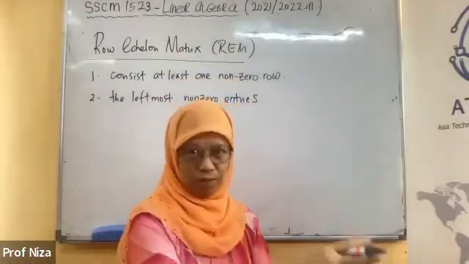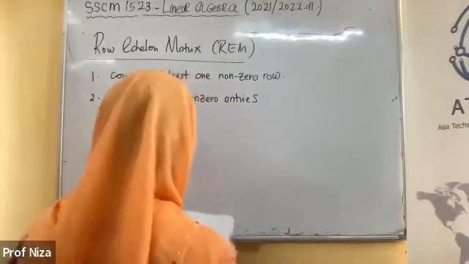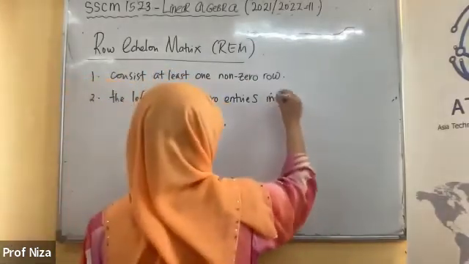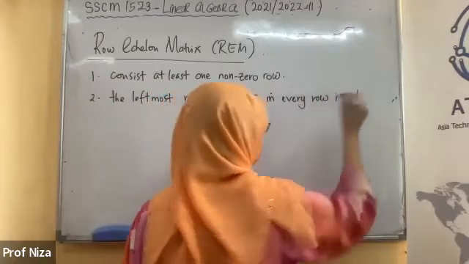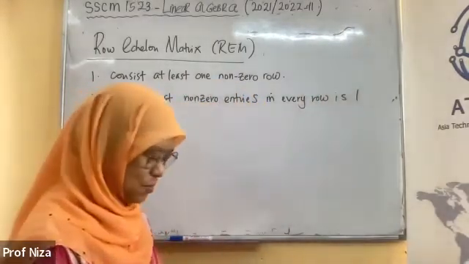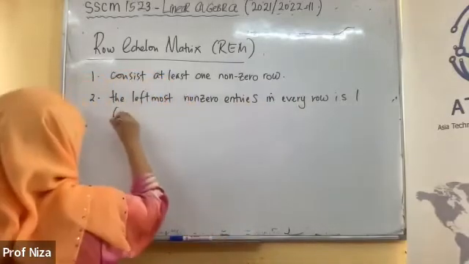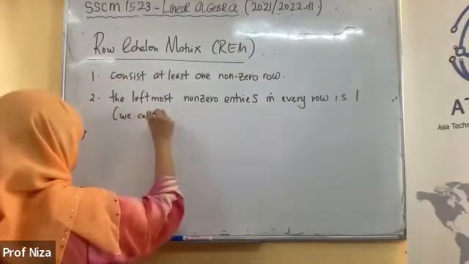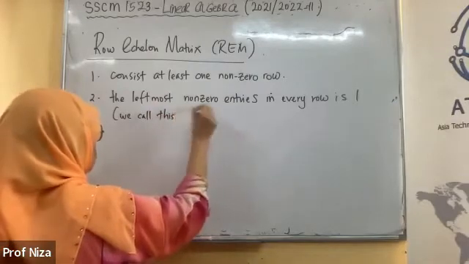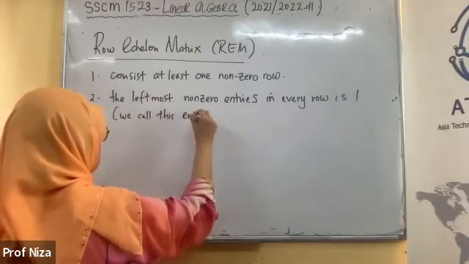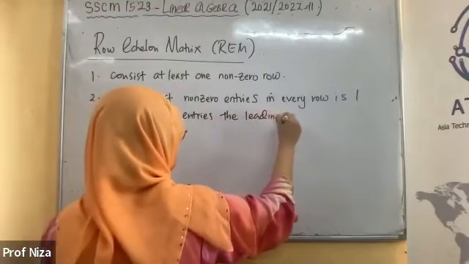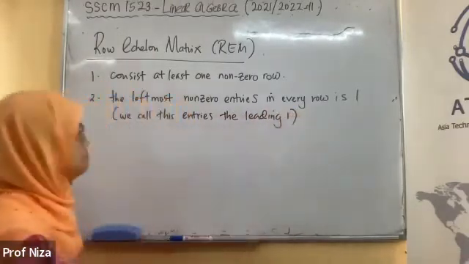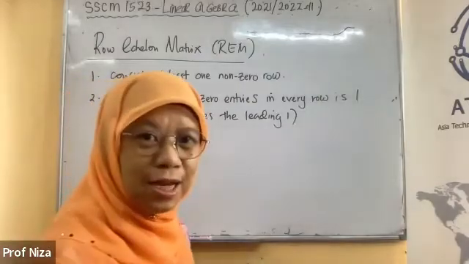Okay, the leftmost non-zero entries in every row is 1. Okay, and then we call this entry the leading one. We call this entry the leading one.